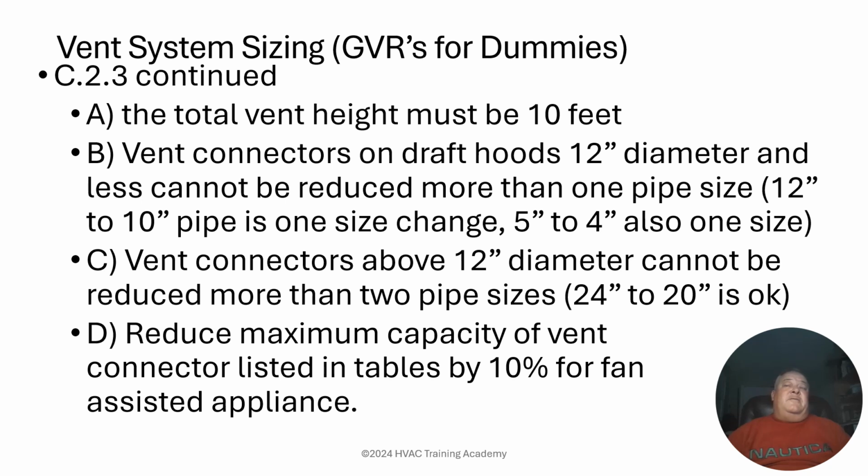Vent connectors above 12 inches in diameter cannot be reduced more than 2 pipe sizes. Really, that's something to know if you're into big stuff, but for the most part, something that most of us won't really deal with that frequently. In the event that we're reducing that actual vent connector size, we have to reduce the capacity of the vent connector listed in the tables by 10% if we're doing that on a fan-assisted appliance.